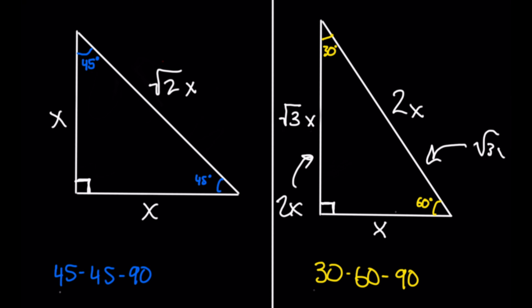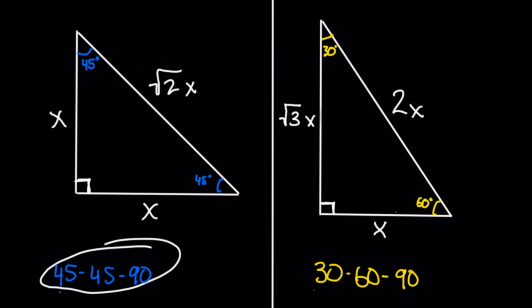But you guys can comment below. Maybe there are easier ways to help you memorize these special right triangle formulas, but that is what the special right triangle formulas are for 45-45-90 and 30-60-90.